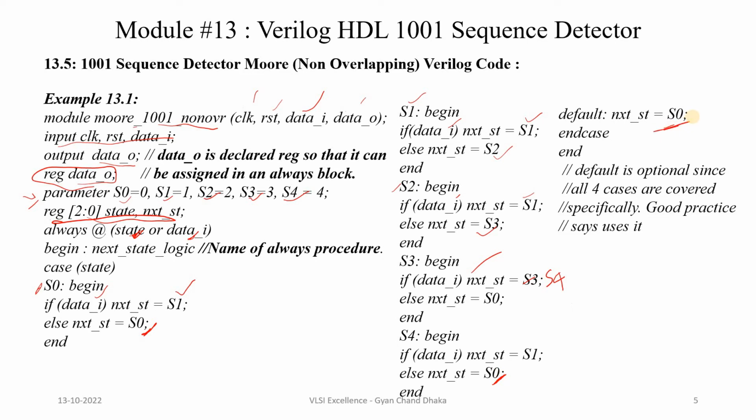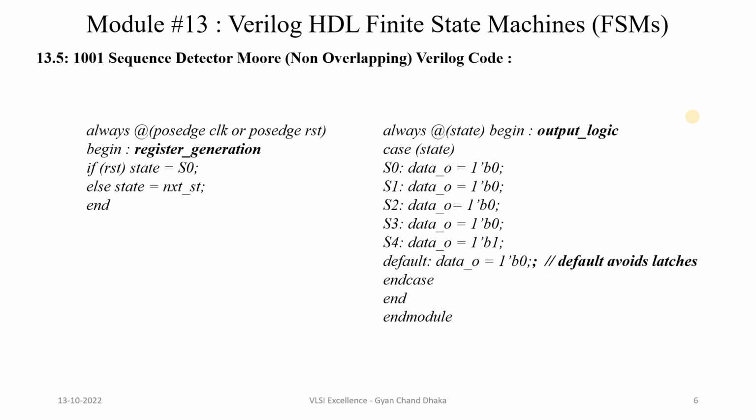So this is our next state logic. Now let's see the current state logic. Whenever a positive edge happens and there is a reset, we go into the default state, otherwise the present state will be nothing but the next state.